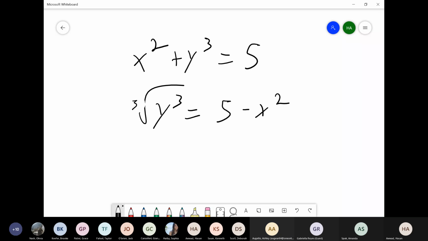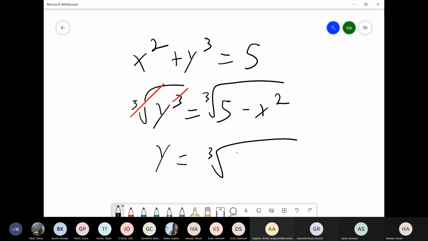We're going to take the cube root of both sides. We're doing this because we know that if we take the cube root of a cube, we're just going to be left with that y. So the cube root is going to cancel with the cube. So perfect, we're now just left with y over here. And on the right-hand side, we're left with the cube root of 5 minus x squared.